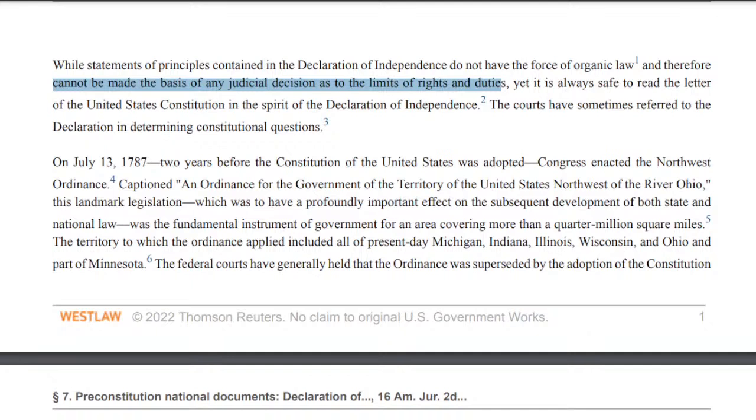right and duties. Yet, it is always safe to read the letter of the United States Constitution in the spirit of the Declaration of Independence. Interesting. So when you're interpreting the United States Constitution, it's always safe to read it in the spirit of the Declaration of Independence. So that's why it's important to read the Declaration of Independence. The courts have sometimes referred to the Declaration in determining constitutional questions. So there you go.